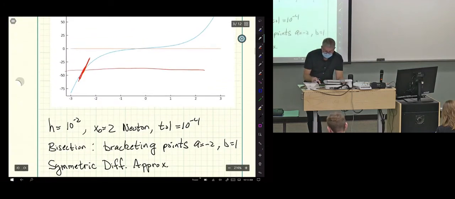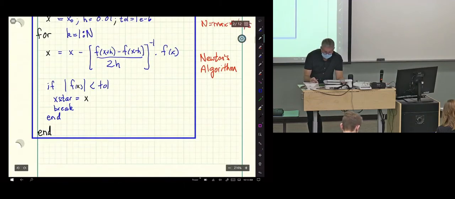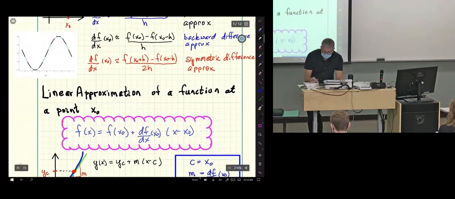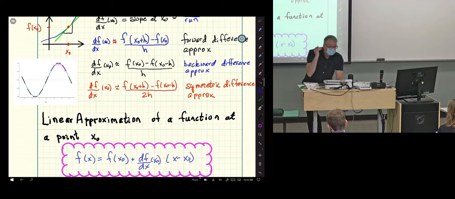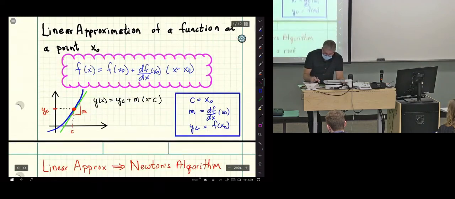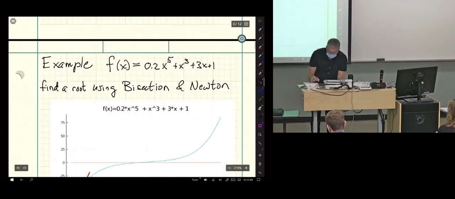Okay, so we're going to find the roots. I'll show you how it converges. And just as a remark again, these guys are exact when f is linear, these two. This is exact when f is quadratic. And so even the sine, it looks quadratic here very well. So the symmetric derivative is really, really good. Okay, so it does well in many different places. So the symmetric difference is a great approximation.